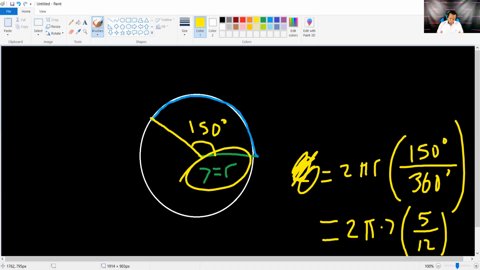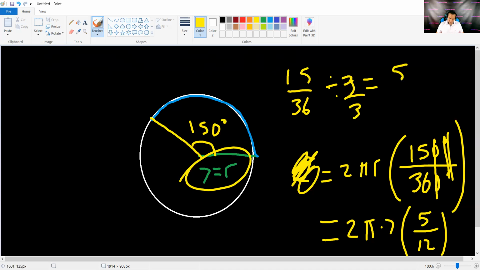Here's how I did it in my head. 15 over 36, because the zeros canceled out with each other, right? And the degrees canceled out with each other. That's the second line. Divided by 3 on both sides. That gives you 5 over 12. That's why I got 5 over 12 there. Now you do the math.